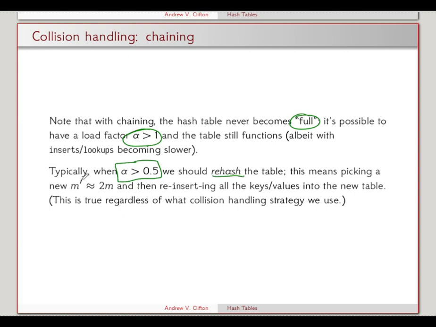Usually when our load factor is above 0.5, we should think about rehashing the table. That means we're going to pick a new m, call it m prime, which is roughly twice as big as the old m, and then we have to rehash and reinsert all the key values into the new table. We have to rehash everything because m has changed, which means where they end up changes.